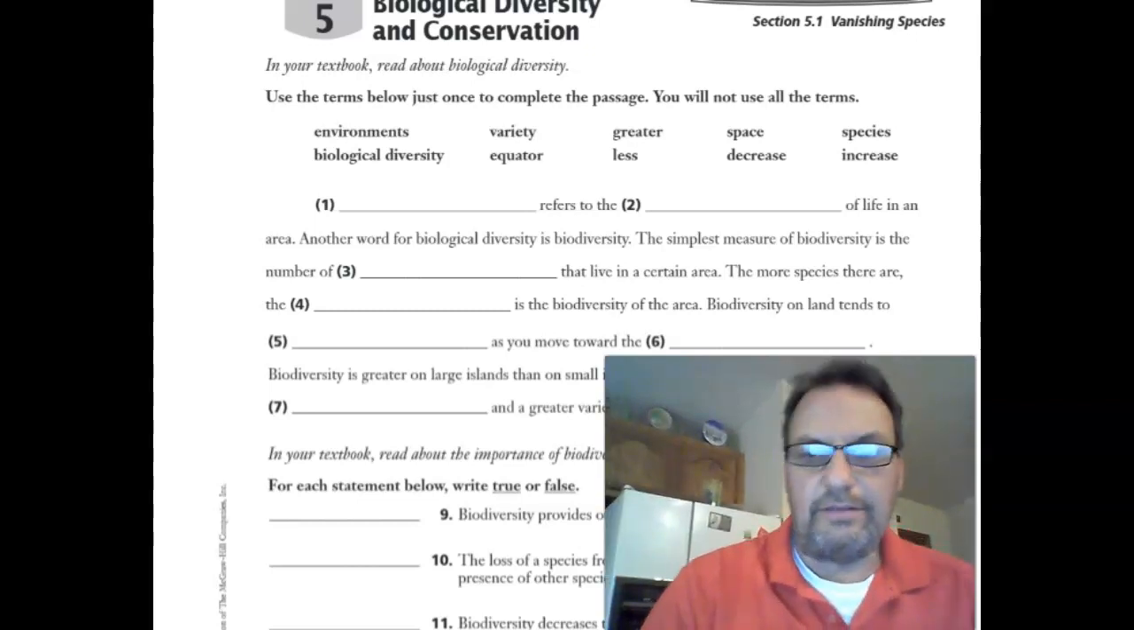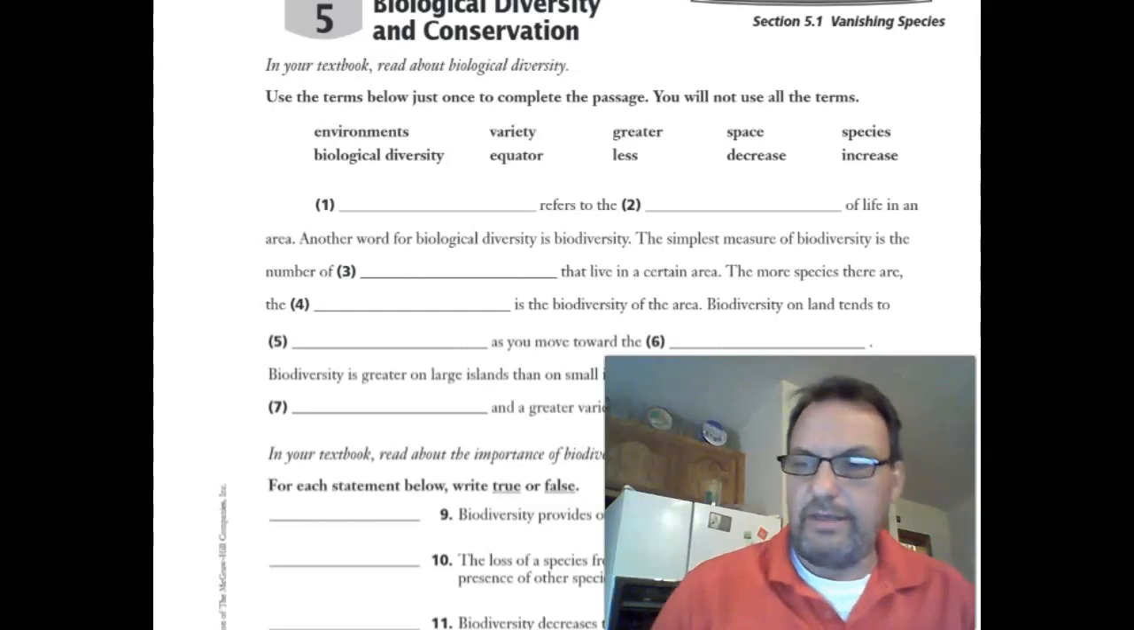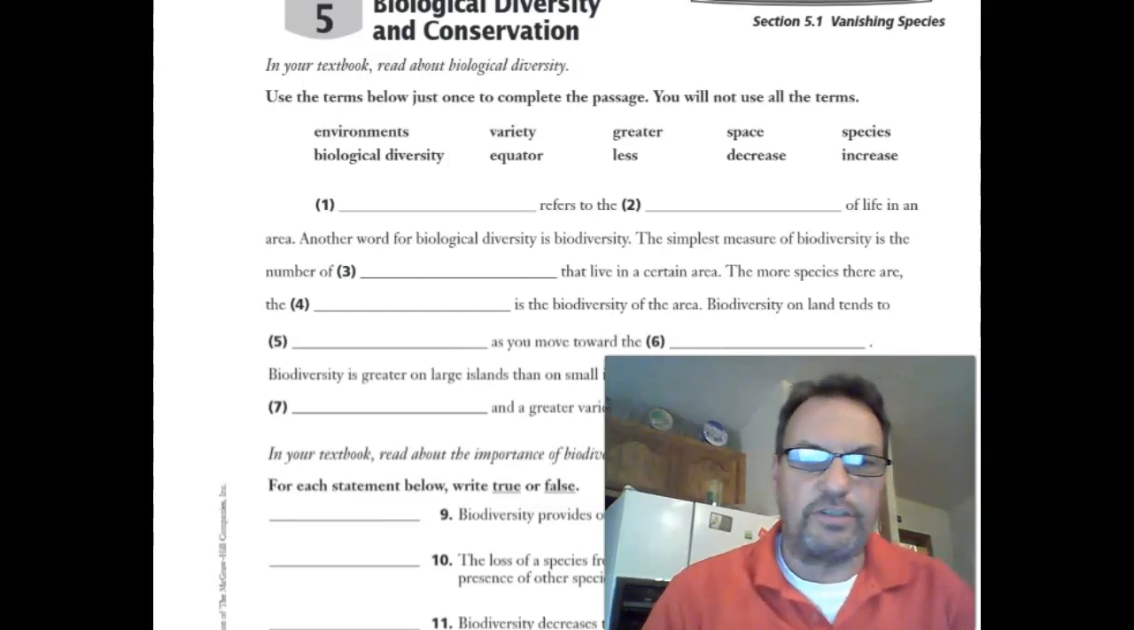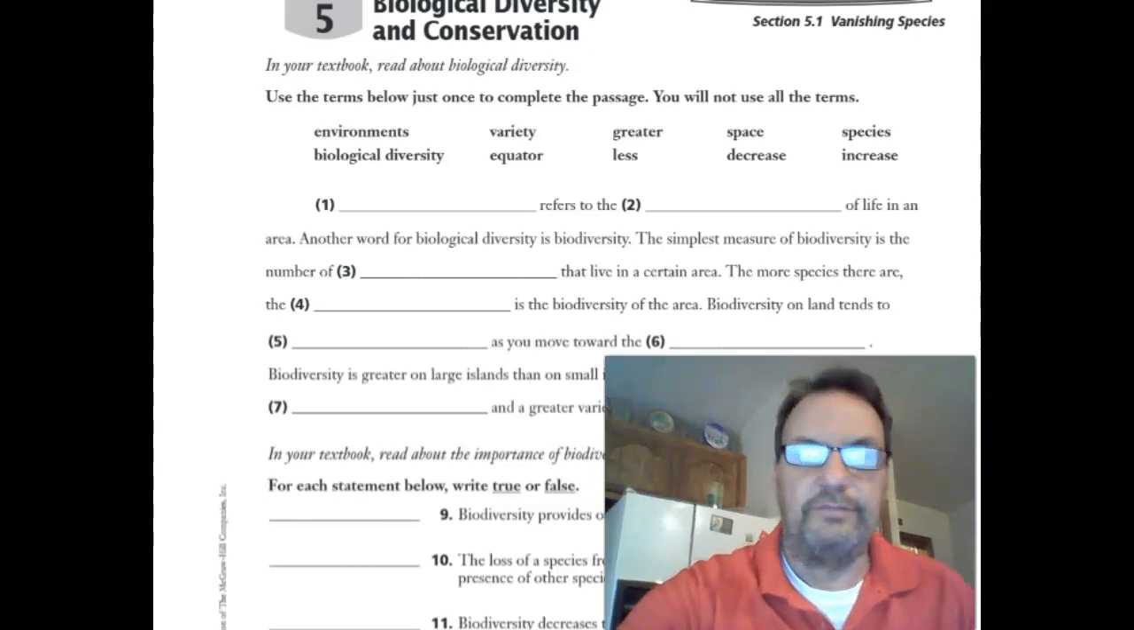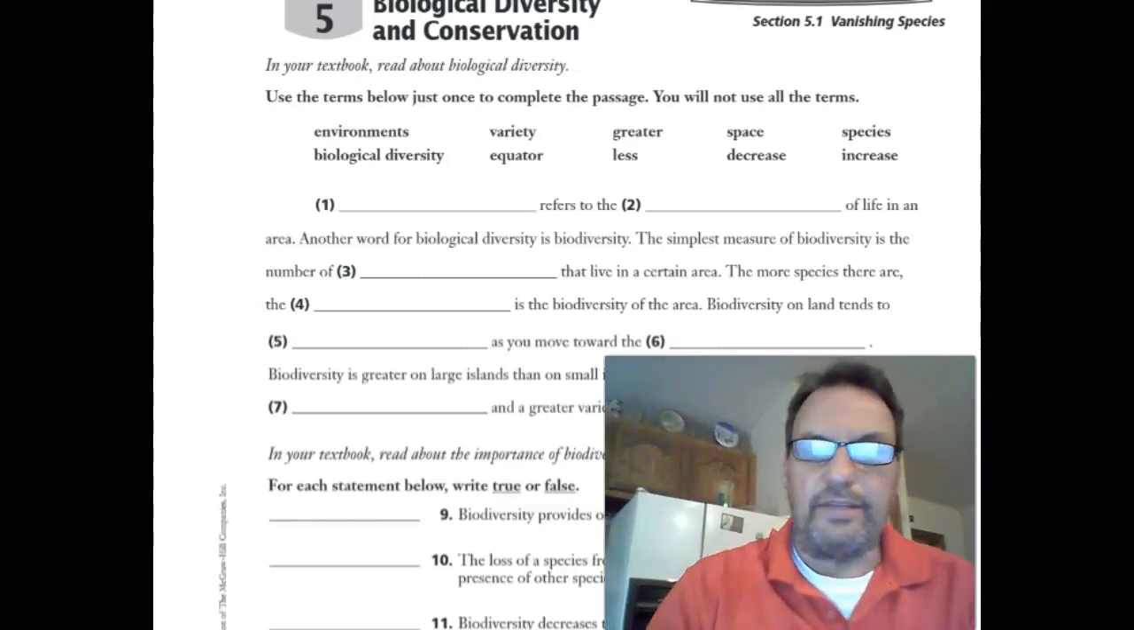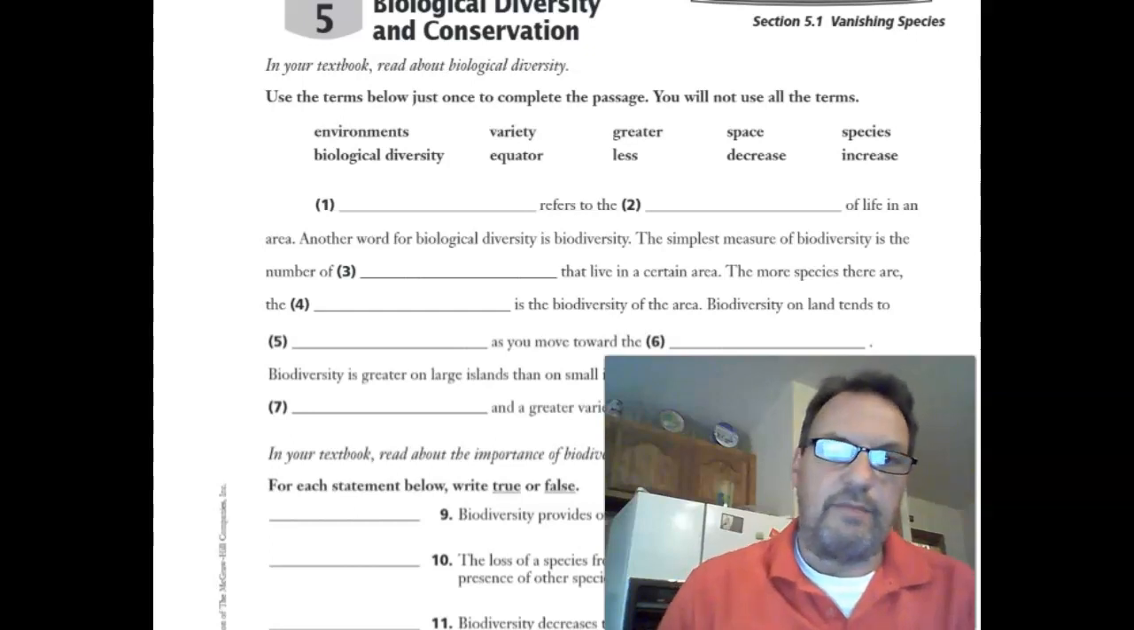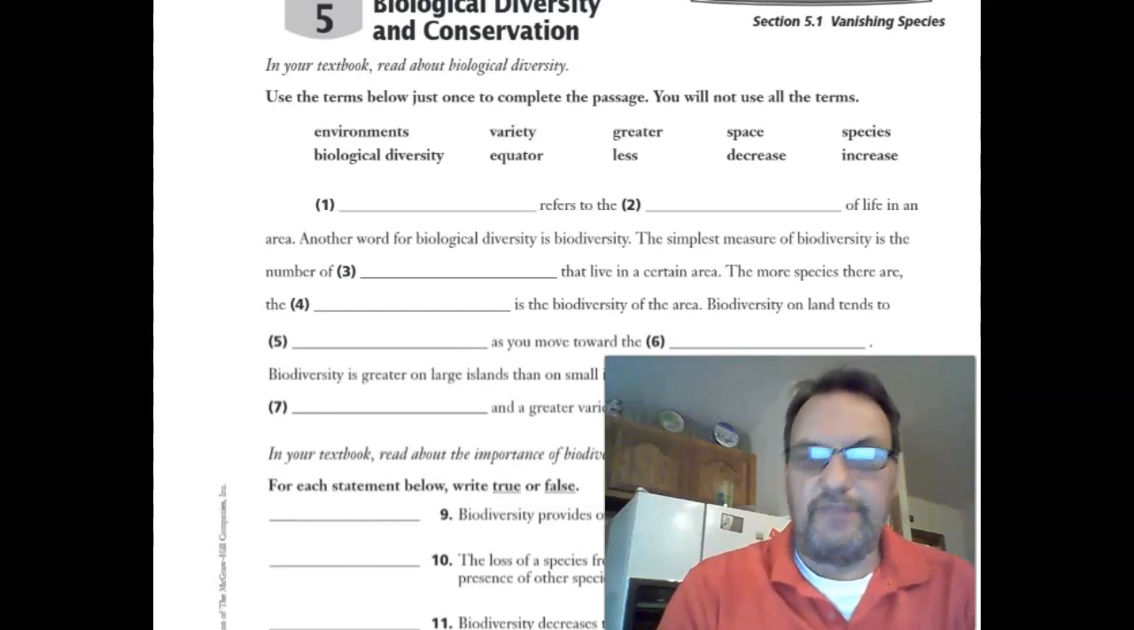Hello guys. Okay, once again we're going to be going over a couple of the worksheets. This is the second worksheet. Hopefully you did well on the first one. This one is about biological diversity and conservation.